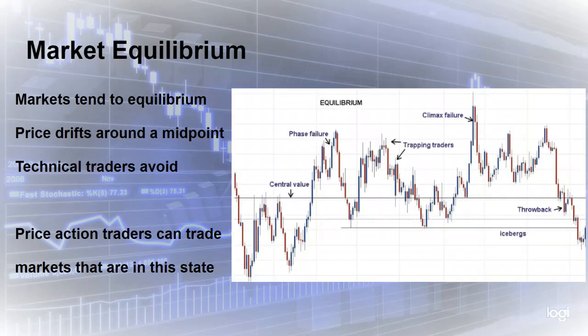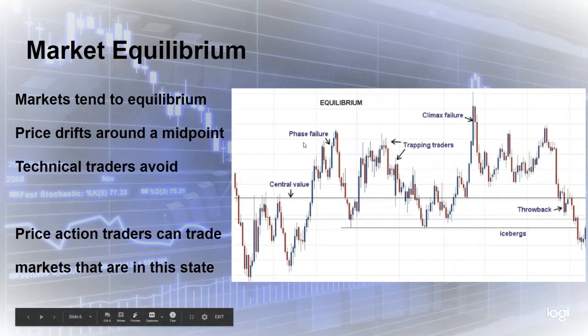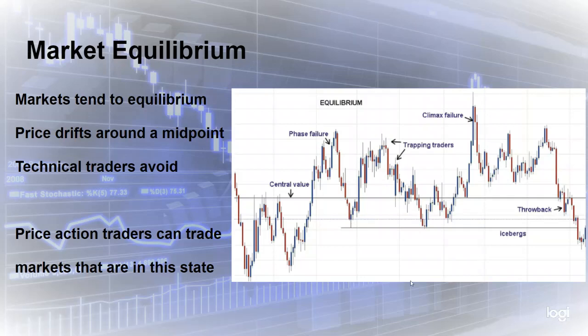So when the market is in equilibrium, the market tends to equilibrium. Price drifts around a midpoint, and this is a phase in the market that technical traders will often avoid. Price action traders can obviously trade markets in this state because they understand the underlying dynamics of a market equilibrium and what traders are thinking at various points in time.